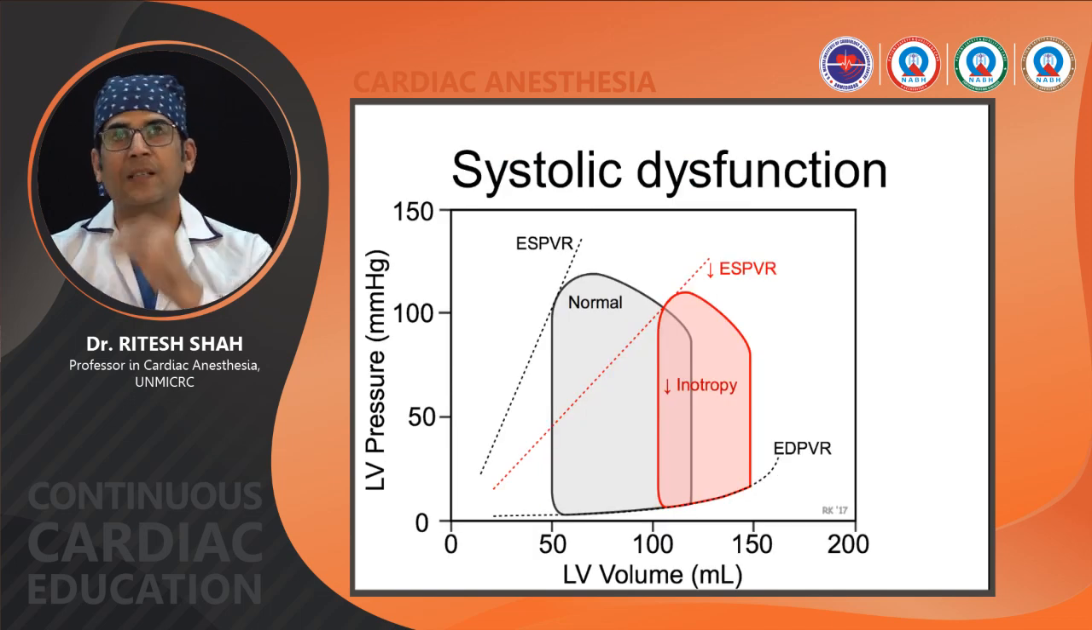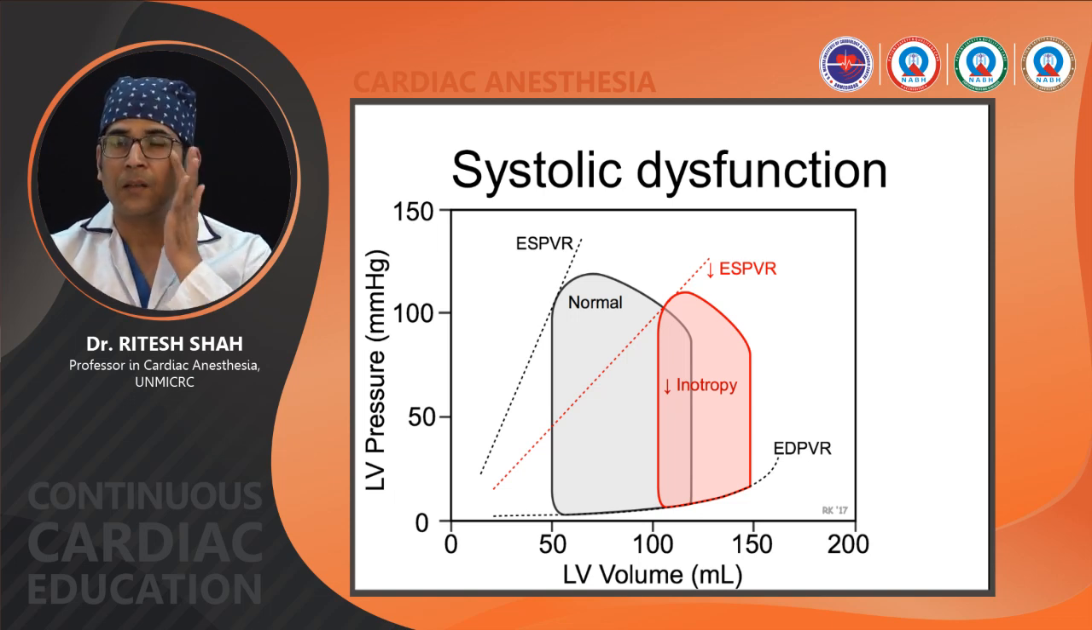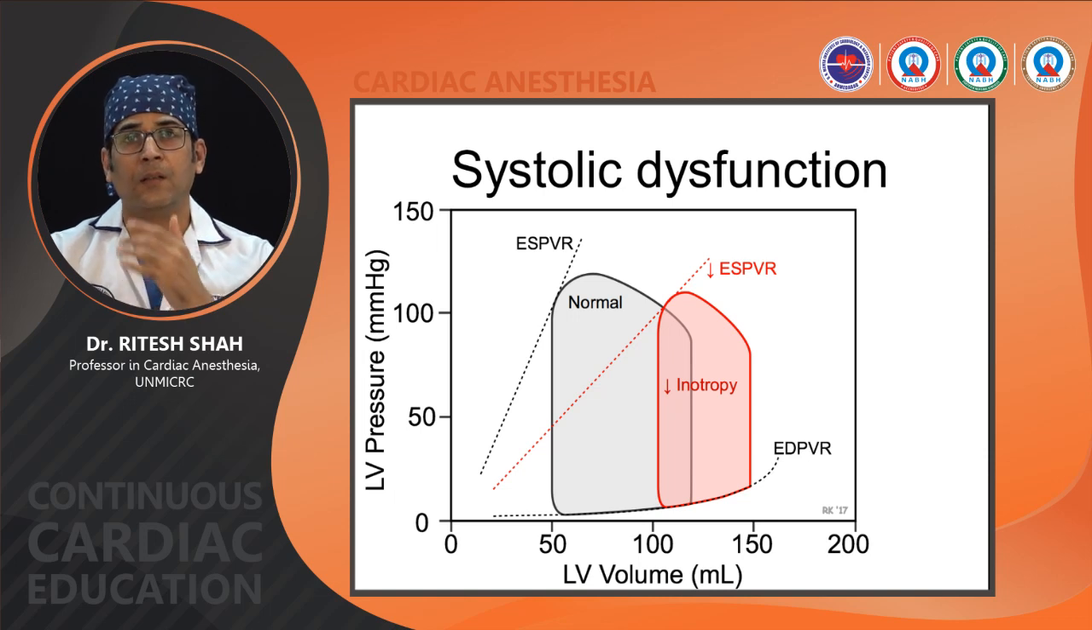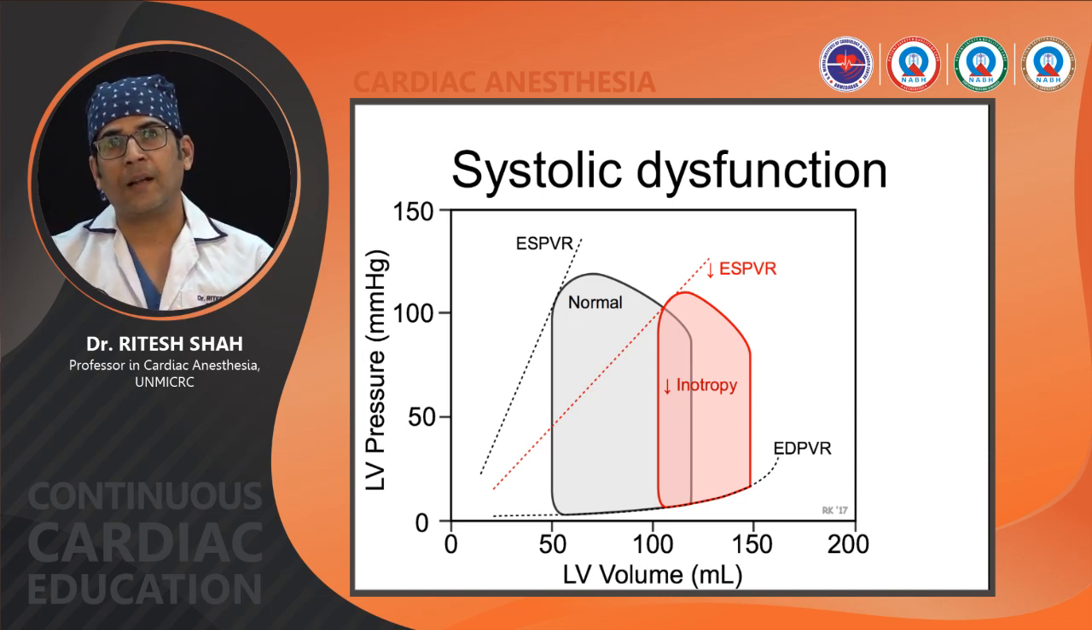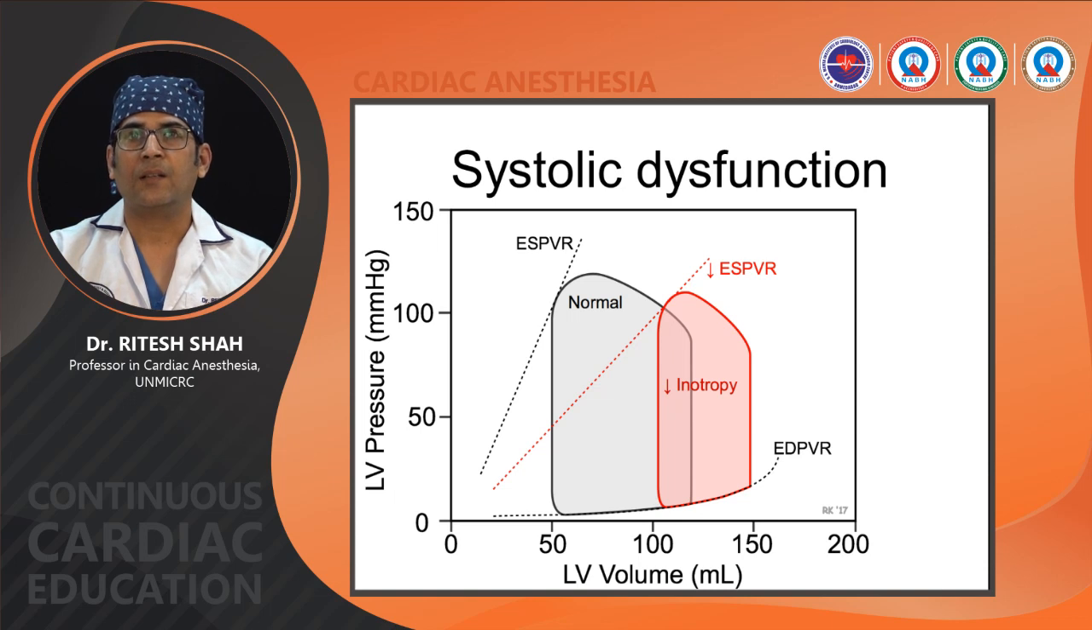What happens in a patient with systolic dysfunction? In a patient with systolic dysfunction, there is a shift in the ESPVR curve to the right and downward, and end systolic volume gets increased. As end systolic volume is increased, they try to maintain stroke volume, and diastolic pressure and diastolic volume also get increased.